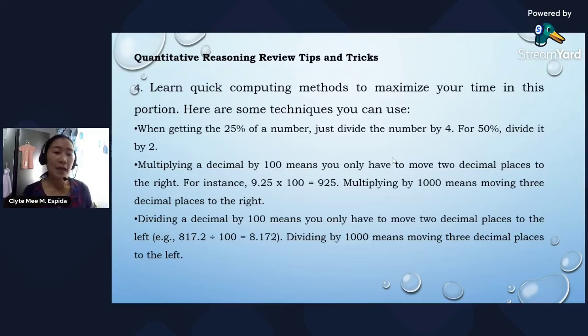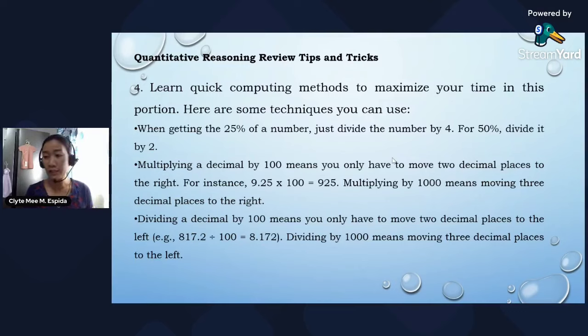Okay, the next, multiplying a decimal by 100 means you have only to move 2 decimal places to your right. For instance, we have 9.25 times 100. So just simply move the decimal point to your right twice. So that becomes 925. The same is true with multiplying by 1,000, which means you're moving 3 decimal places to your right.